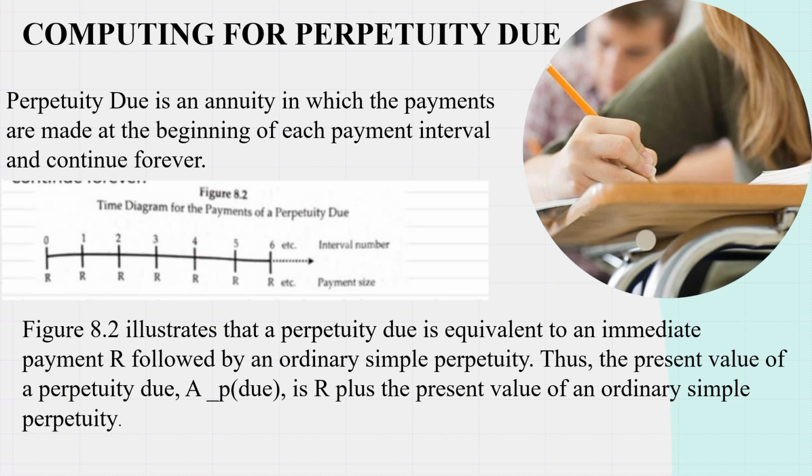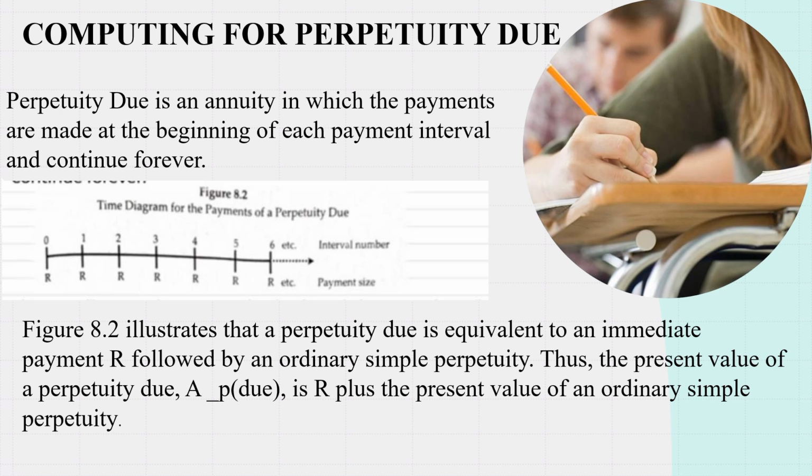Now, let's move on to the other types of perpetuity, computing for perpetuity due. So, what is perpetuity due? It is an annuity in which the payments are made at the beginning of each interval and continue forever. So it's quite similar to an ordinary simple perpetuity. But in perpetuity due, you will receive a fixed payment right after your investment.